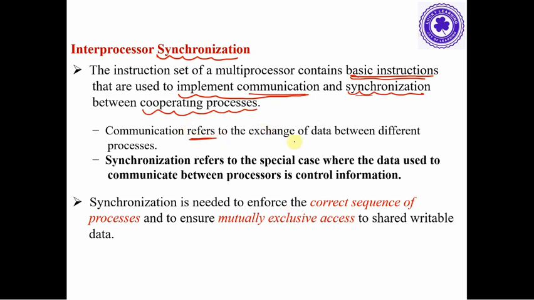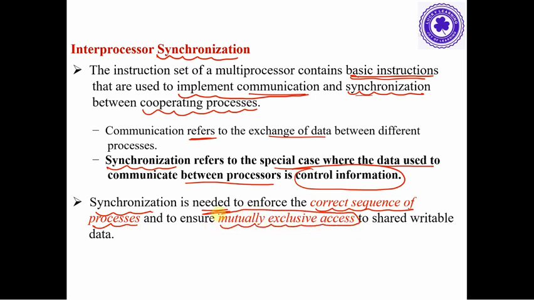Communication means the exchange of data between the different processors. Synchronization is a special case where the data used to communicate between the processors is control information. Synchronization is needed to enforce the correct sequence of processes and to ensure mutually exclusive access. What does mutually exclusive access mean?